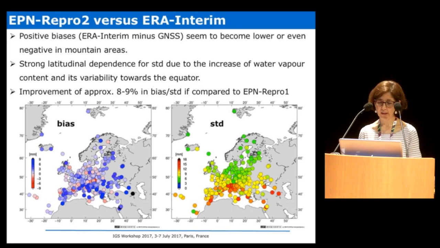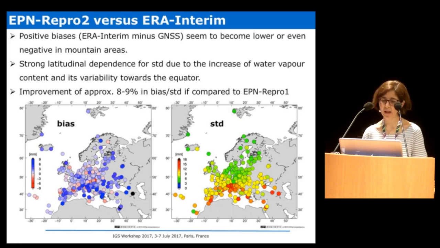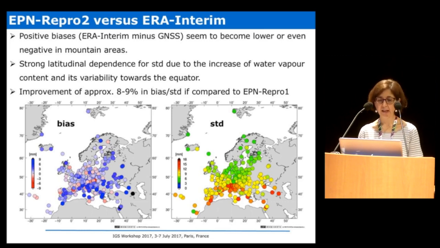Then, if you look at the standard deviation, there is a strong latitudinal dependence of the standard deviation due to the increase of the water vapor toward the equator. And the other important thing is that if we do the same comparison using EPN-Repro2 completed with the EPN operational data, we have with EPN-Repro2 an improvement of 8-9% in ZTD bias and standard deviation.